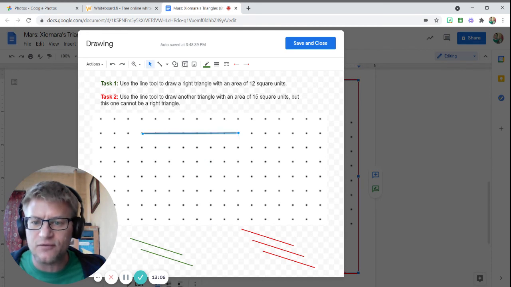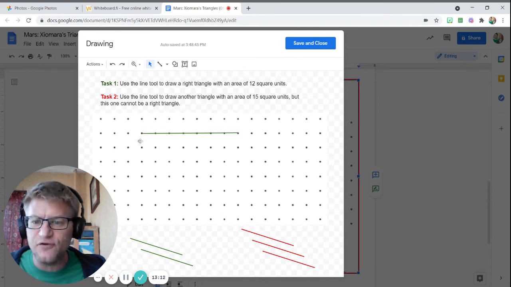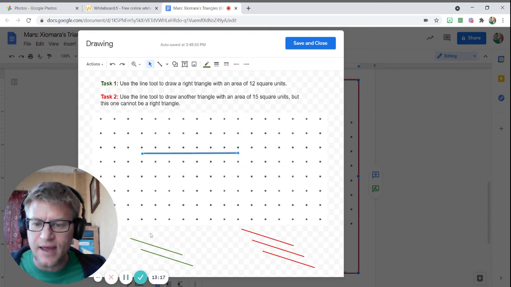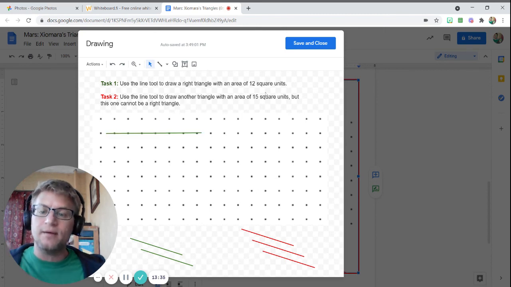Like if I wanted to make it a right triangle, look at that. I'm just making it. I put that one on there. I'm going to make it 12 square units. So you figure out where the lines want to go. But basically, you are just taking these lines and manipulating them to be what you want. And then for the second one, I would do the first triangle over here. The second one, the red one, is make another triangle with 15 square units, but this one cannot be a right triangle. So I want this one to be more like the second triangle that we did, something that's not a right triangle. Okay, see what you can do.